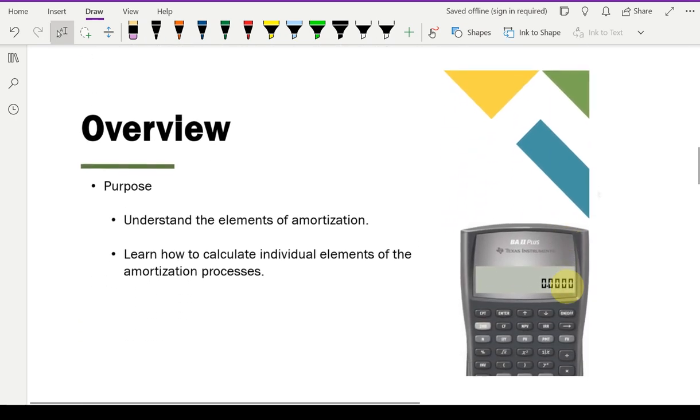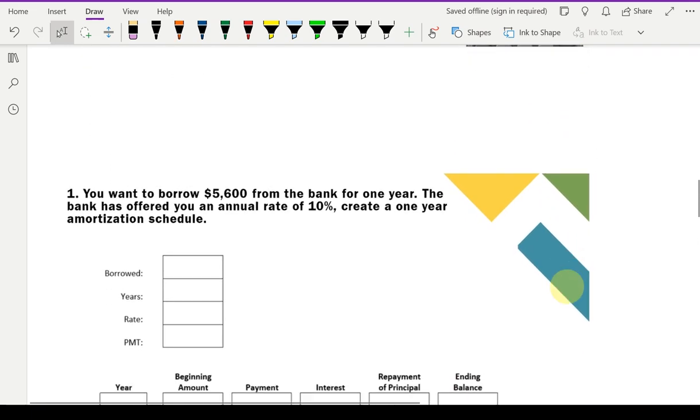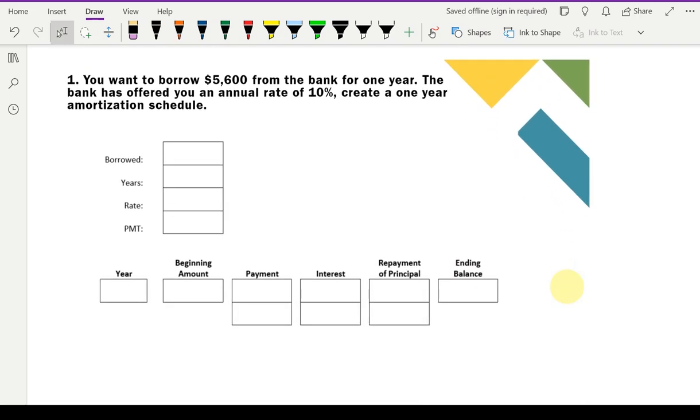Now, for this video, there's only going to be 3 questions. They can be a little involved, so we're going to keep it simple, all right? Now, the purpose of this video is to understand the elements of amortization and to learn how to calculate individual elements of the amortization process. Don't worry, I'm going to show you what that means. You don't have to understand what that means right now. Okay, so let's jump right into this question.